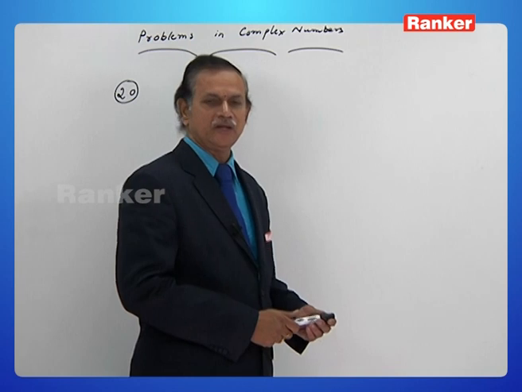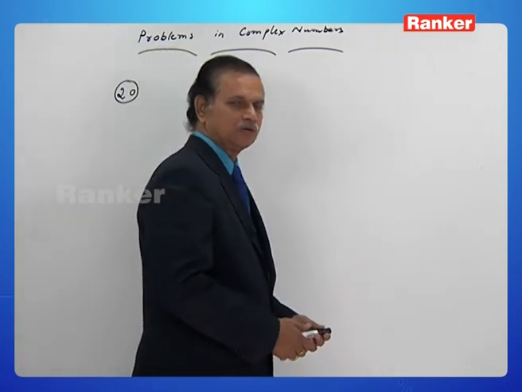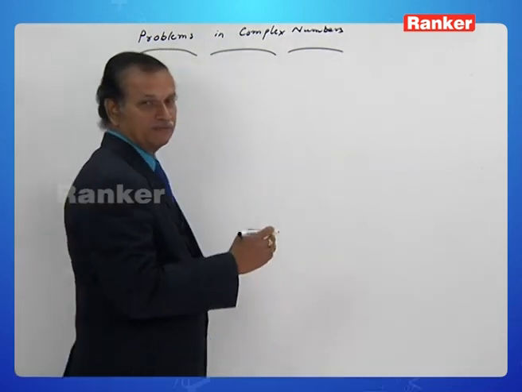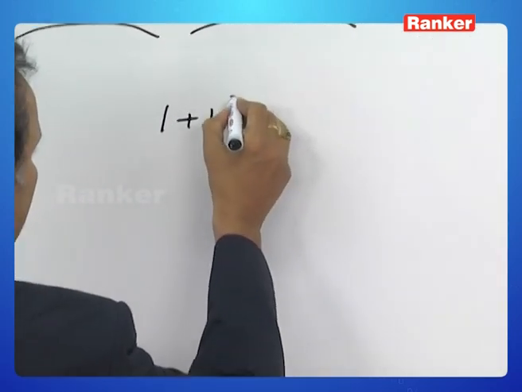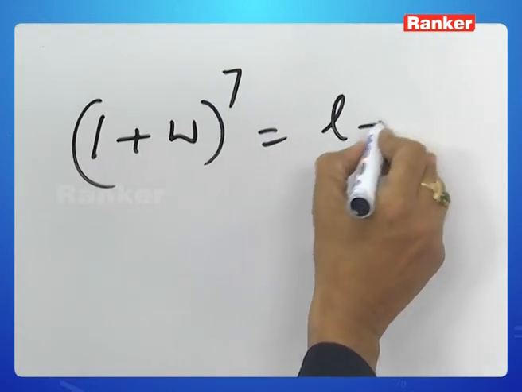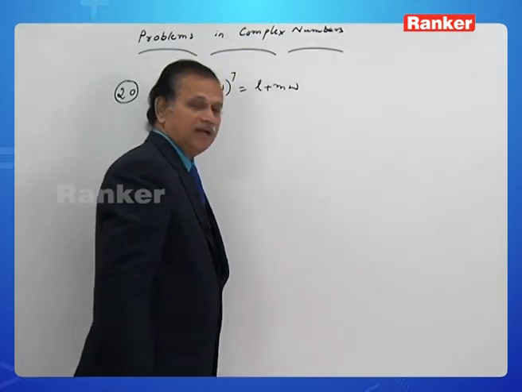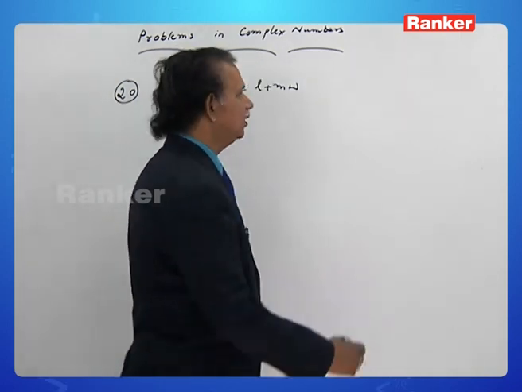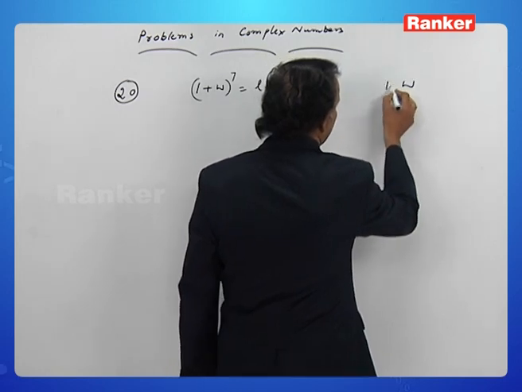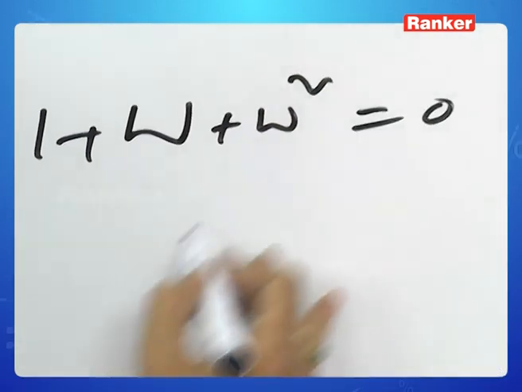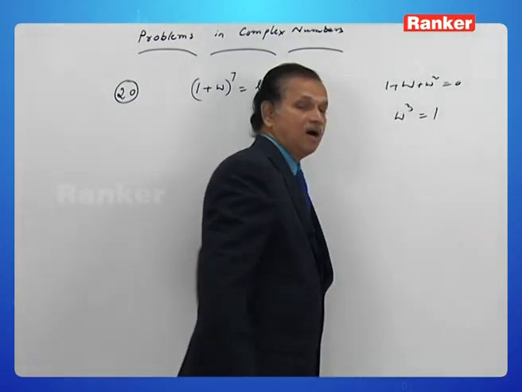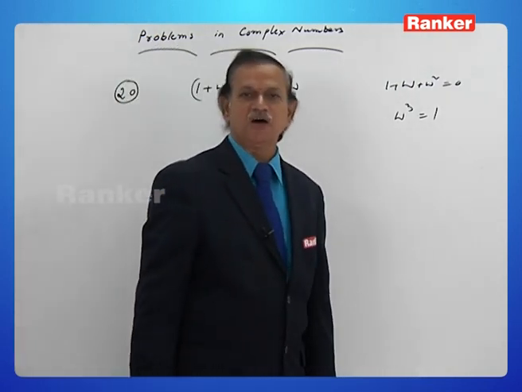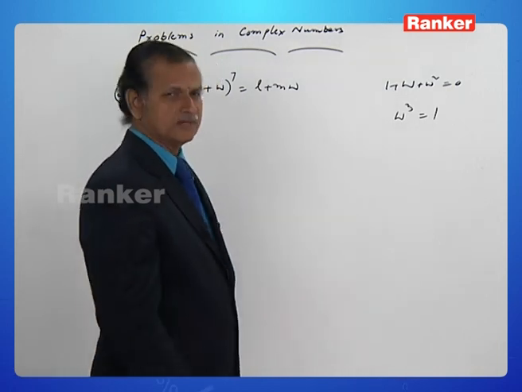First of all, what is the given equation? 1 plus omega whole power 7 is equal to L plus m omega. Let us now recall the properties of omega, the complex cube root of unity. What are the properties? Number 1, 1 plus omega plus omega square is equal to 0 and omega cube is equal to 1, and any number that occurs as the exponent of omega, if it is in the form 3n, then also it is 1. Okay, let us make use of that.